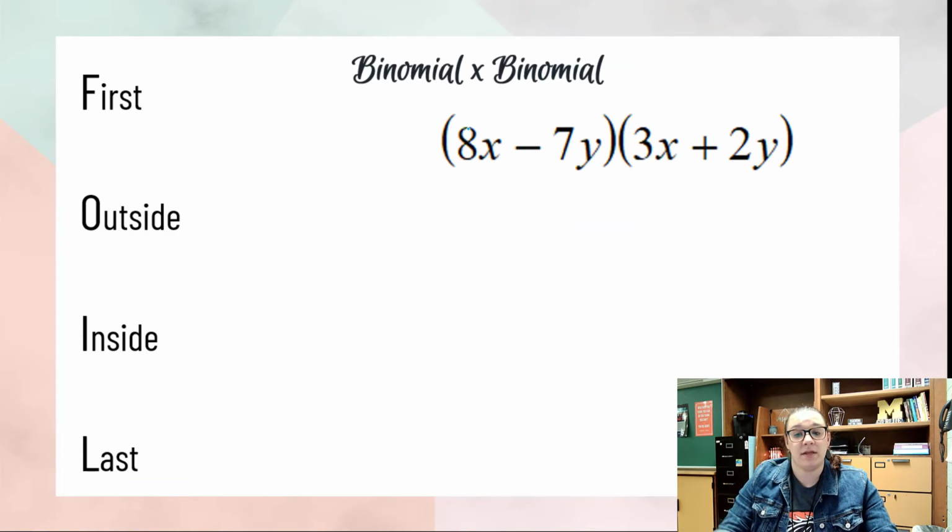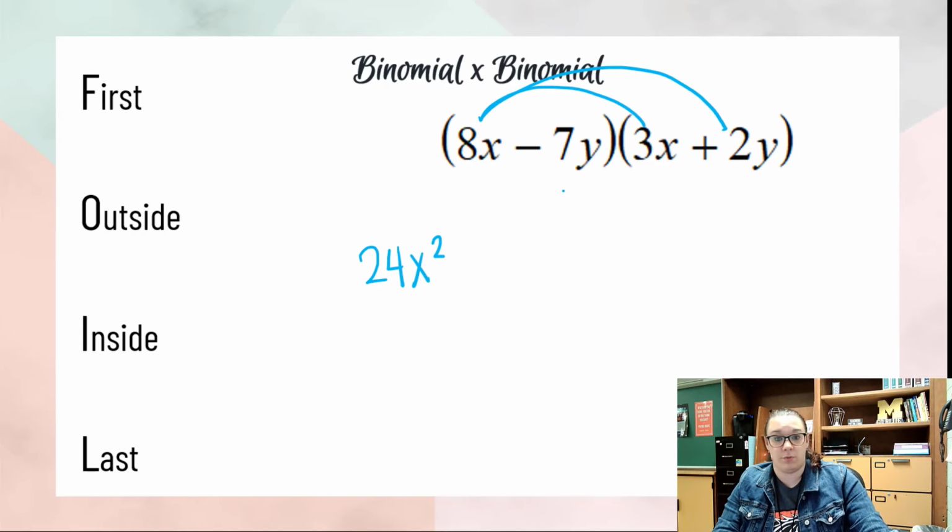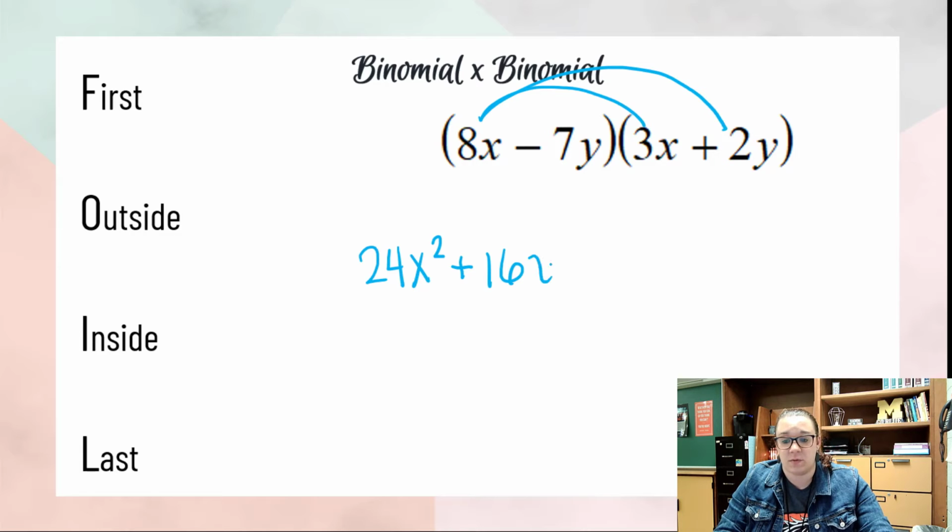All right, another one here. First terms, 8x times 3x is 24x squared. Outside terms, 8x times 2y. Whoa, we have x's and y's here. Pause and make sure you're still okay, because we're going to follow the same method but with two variables. 8x times 2y, 8 times 2 is 16. X times y is xy.